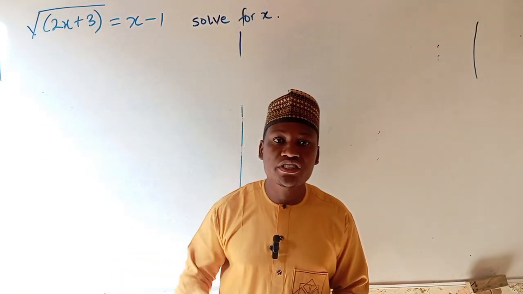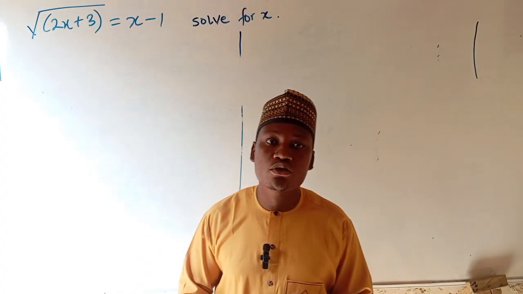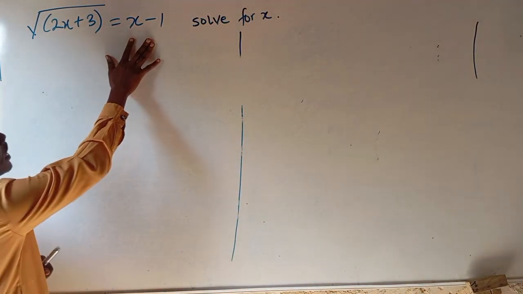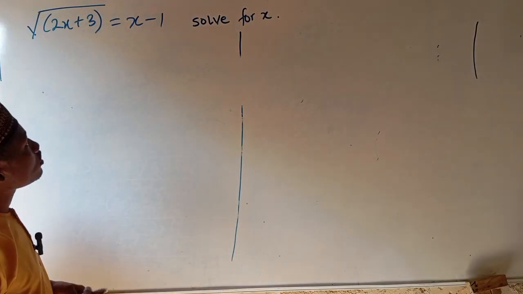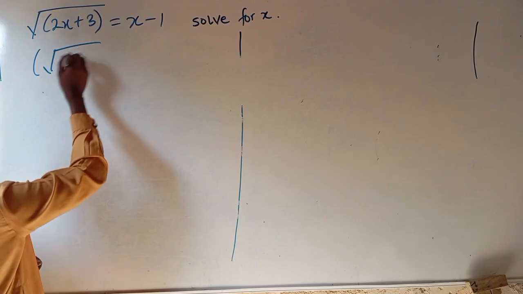Good day, viewers. We still have an algebraic equation on the whiteboard. Now let us see how we can solve it. So we have something like this as an equation. We need to take the square of both sides.